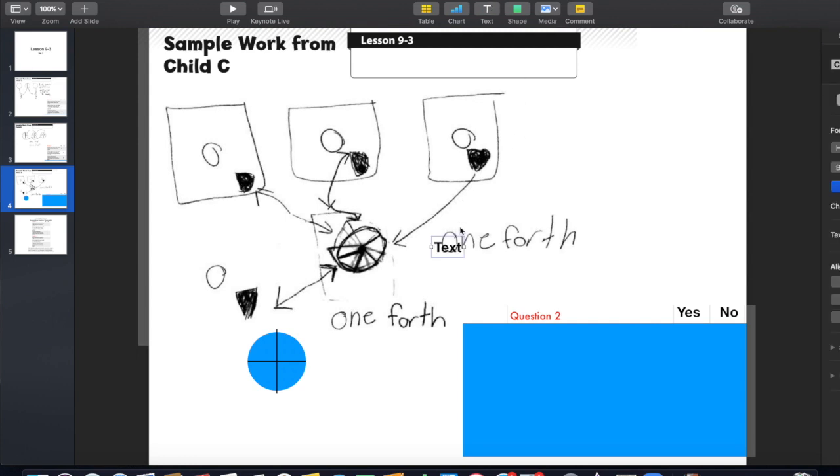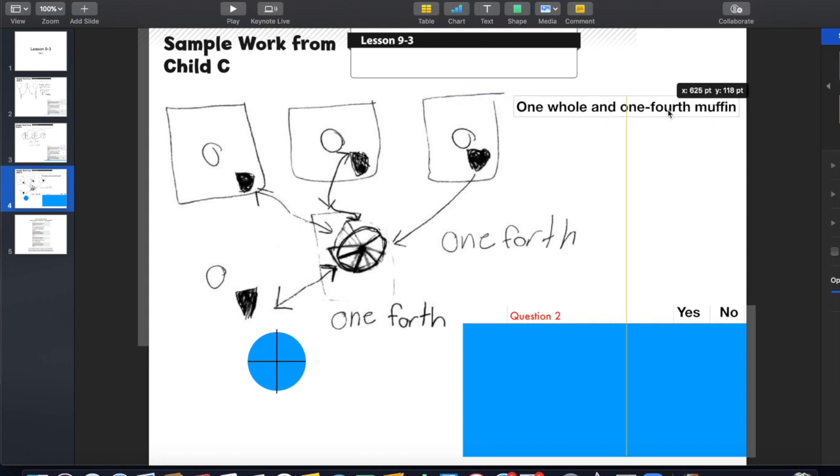So I'm going to write that out for you. Each person would be getting 1 whole and 1/4 muffin. And you might have written it another way, but that would be a little bit more clear in words instead of saying 1/4, 1/4. I don't think that their explanation is clear.